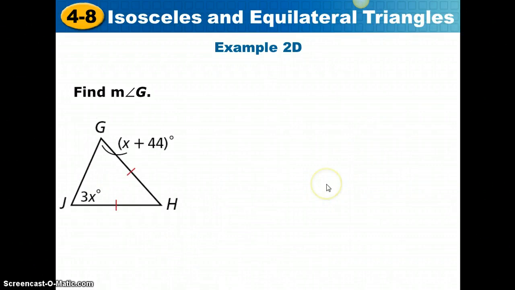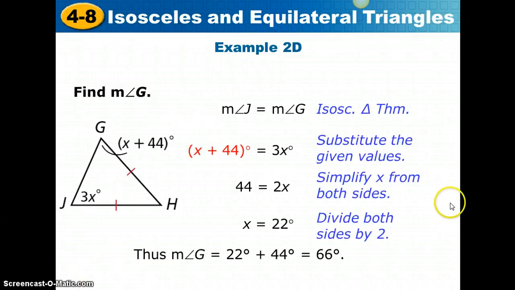Now for part D of example 2, we need to find the measure of angle G. Once again, I'll allow you to work through this one. Pause the video if you need any more time. Alright, you should have gotten something that looks a little bit like this.